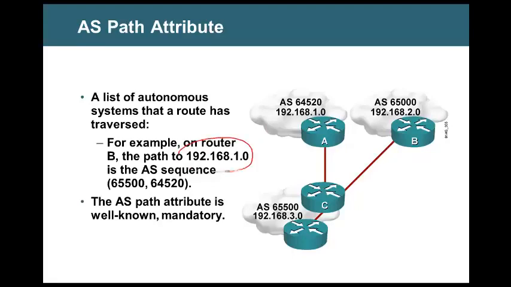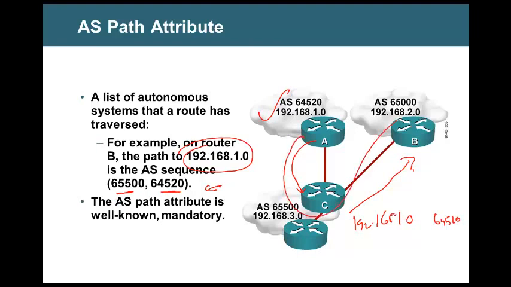So what is AS path? Here is an example. When this network is advertised from A and learnt on C, C will learn it like this: 192.168.1.0 learned from 64.520. When this is advertised here, it will be learnt as this. The last one always says where it originated, and the others show the path through which it has come. This is learnt from 65.500, and 65.500 is learned from 64.520.